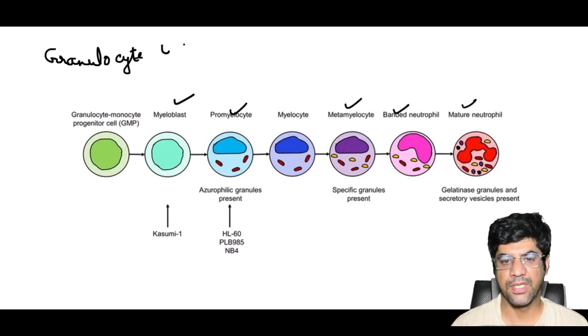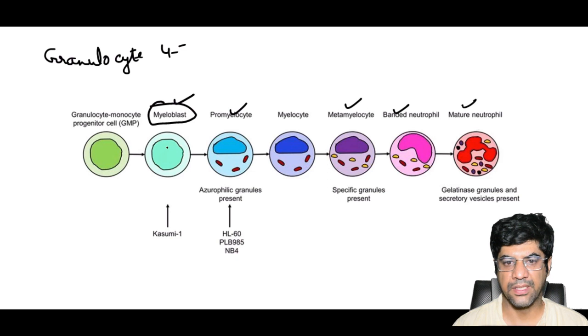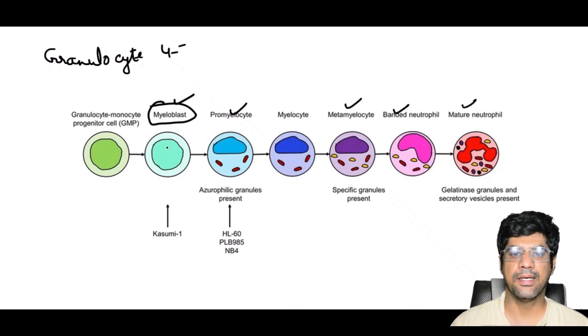Whereas the monocytes have a circulation time of around 20 to 40 hours in the blood. Now let us discuss the development of the myeloid cells.